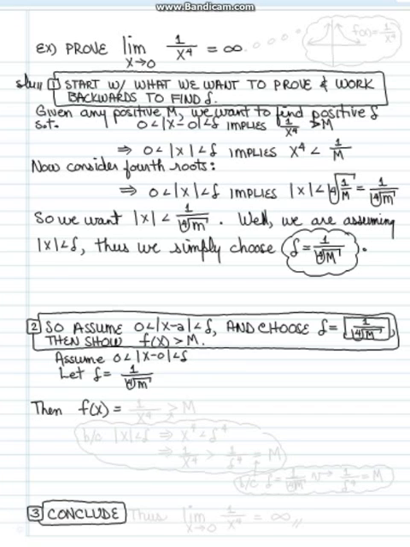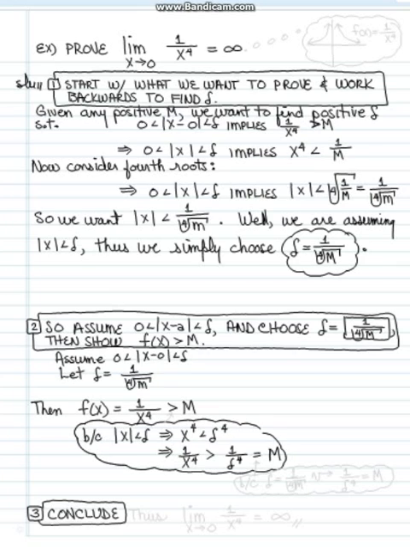f of x is equal to 1 over x to the fourth power by definition, which is greater than m, and here's why. It's because saying that the absolute value of x is less than delta implies that x to the fourth power is less than delta to the fourth power, and that means that the reciprocal, 1 over x to the fourth, is actually greater than 1 over delta to the fourth, the reciprocal, and that itself is equal to m. That's why this is true.